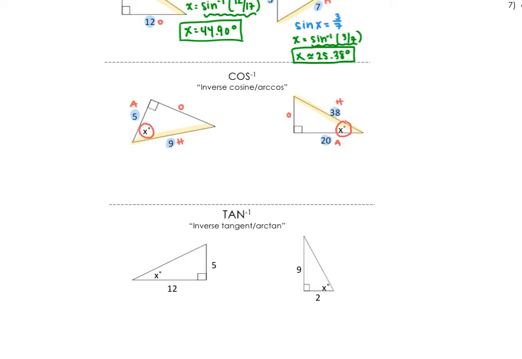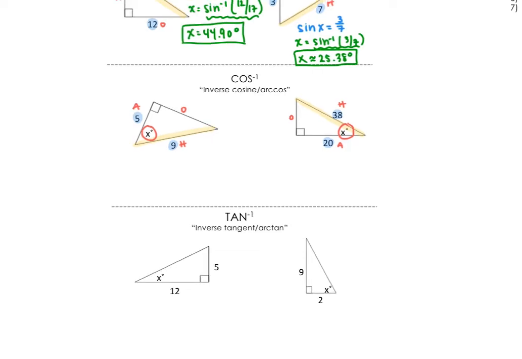So since both of these problems, we have the adjacent and the hypotenuse, that tells me I'm going to use cosine. So it's going to be cosine x equals, and then adjacent over hypotenuse, and this one is going to be cosine x equals 20 over 38, adjacent over hypotenuse. Then to put it in our calculator, we're going to use the inverse cosine. So we hit second cosine, and then 5 divided by 9. On the second one, it's going to be inverse cosine. So second cosine, 20 divided by 38.